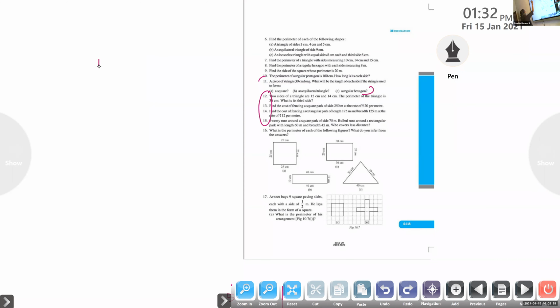A piece of string is 30 centimeter long. Ma'am, you have an earphone headset. Will you give that earphone? I'll give it now. Thank you.